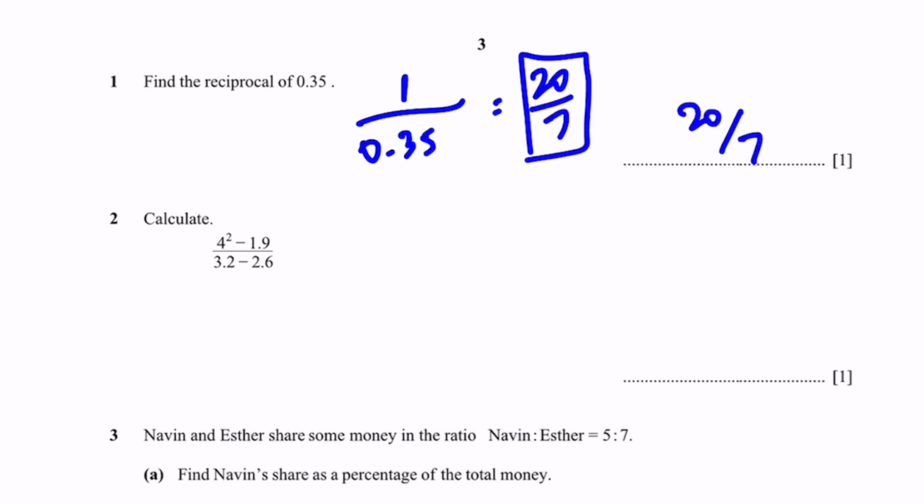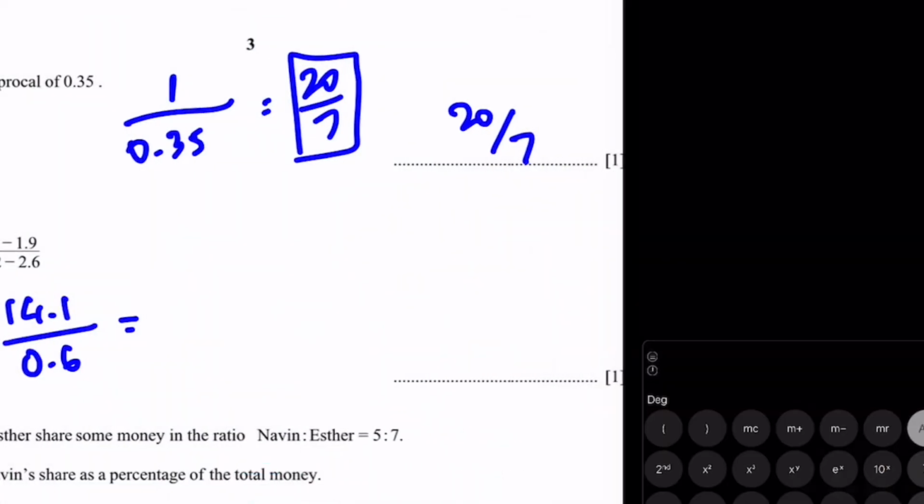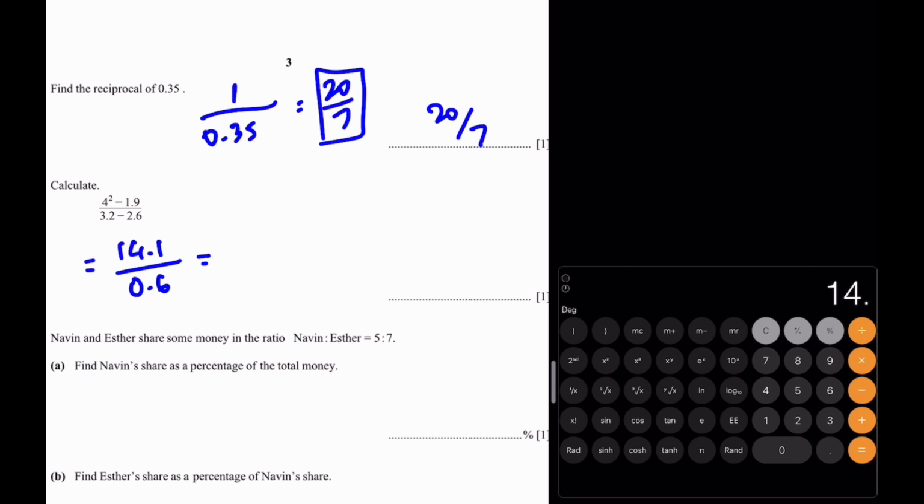Question 2. Calculate 4 squared minus 1.9 all divided by 3.2 minus 2.6. 4 squared is 16, and 16 minus 1.9 is just 14.1. And divide by 3.2 minus 2.6, which is 0.6. You can use a calculator and do this, and here we go. We get 23.5 as our final answer.